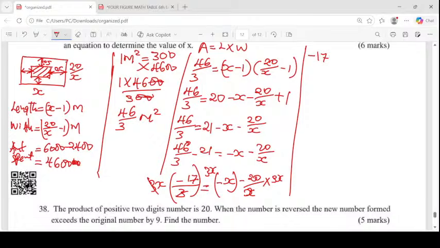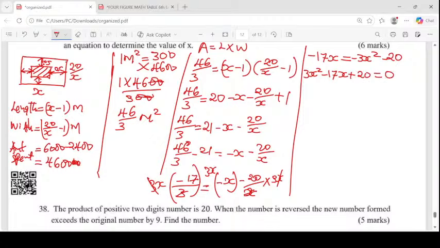Negative 17x is equal to 3x times x, that will become times negative x, this will become negative 3x squared, then this and this will cancel, minus 20. So if that is the case, I'll move things there. I'll have this as 3x squared minus 17x plus 20 is equal to 0.